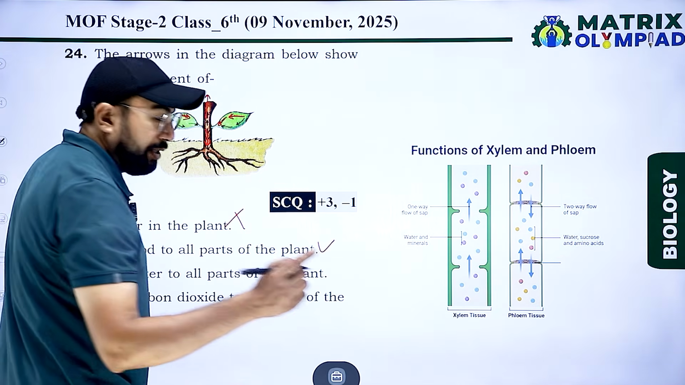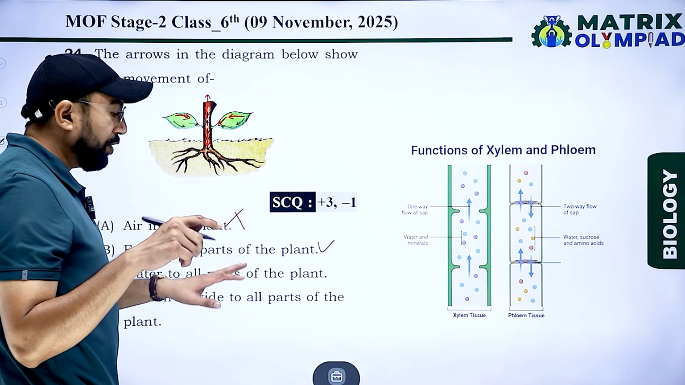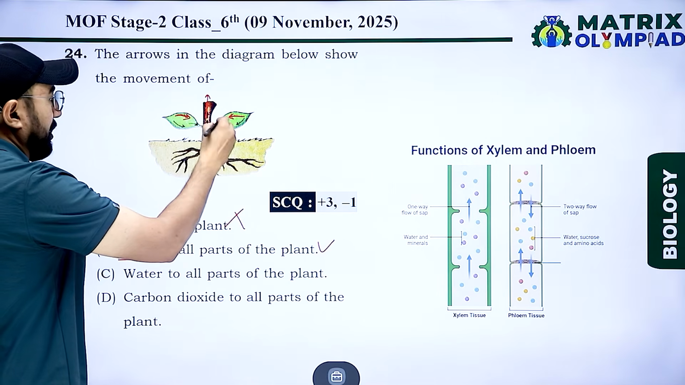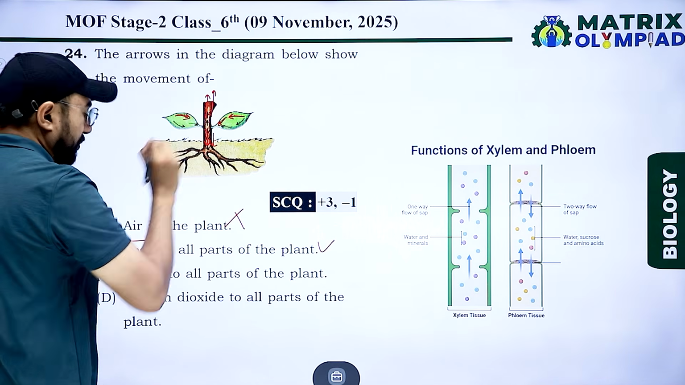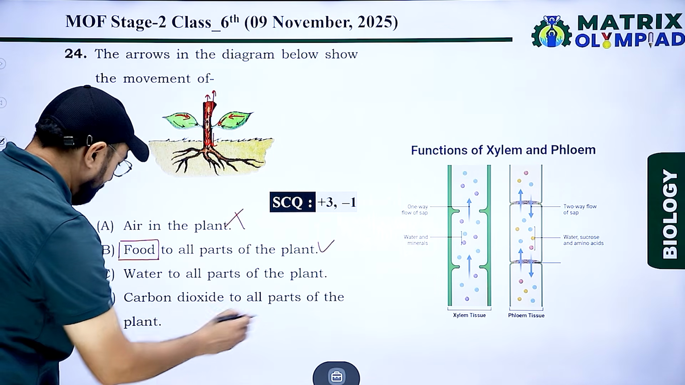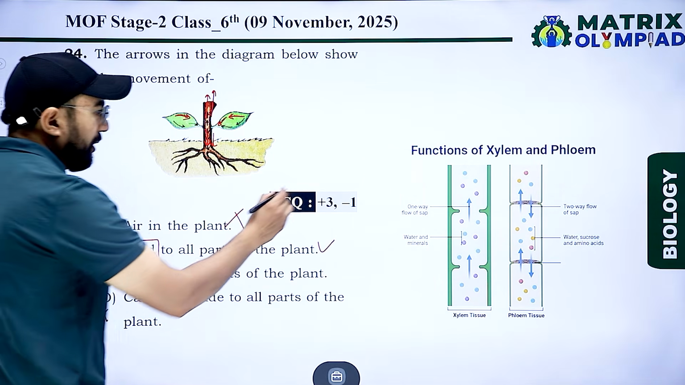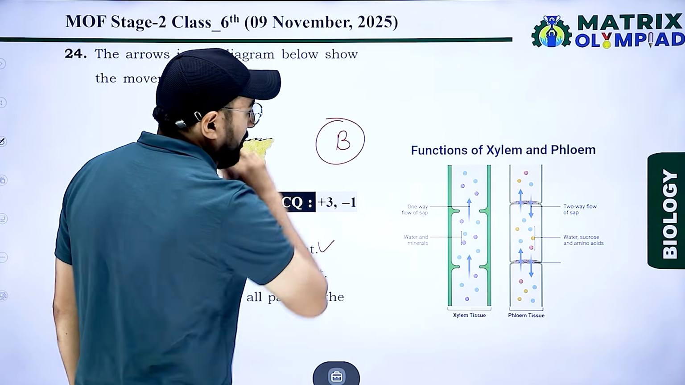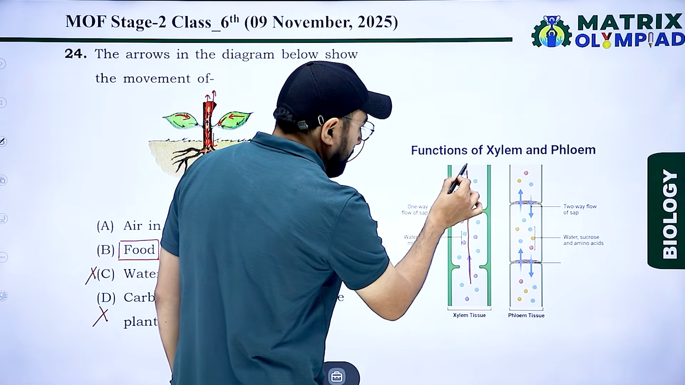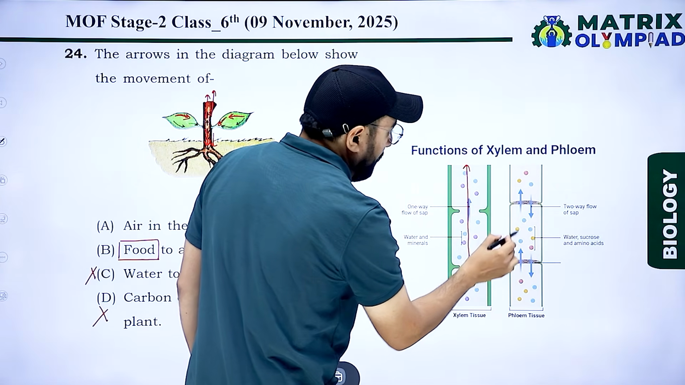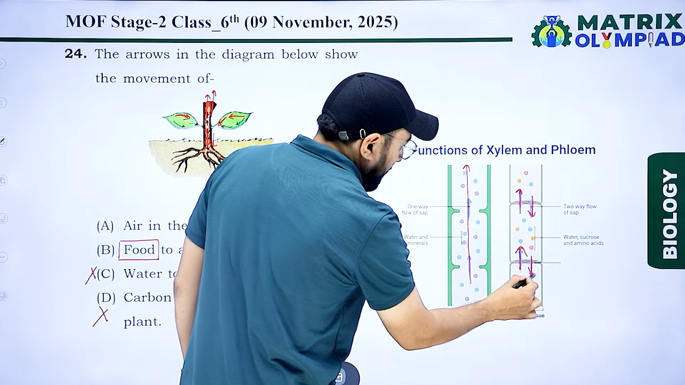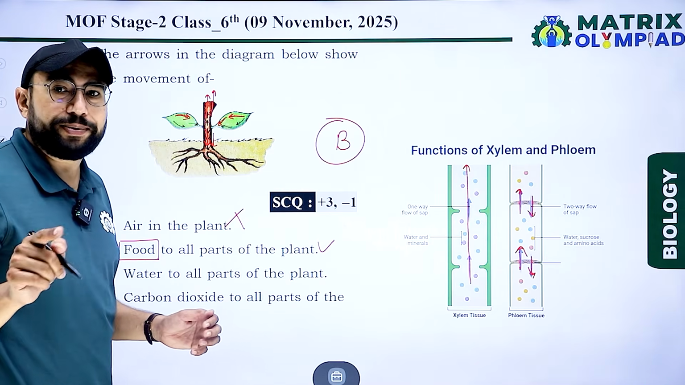Water transfer from xylem is unidirectional, but food transport is multidirectional, upward or downward. So C is wrong. Carbon dioxide to all parts of the plant, that is wrong. So option B is right for this question. In xylem, a process of water transport in one direction, and in phloem, food transport in multi-direction. So the right option is option B.